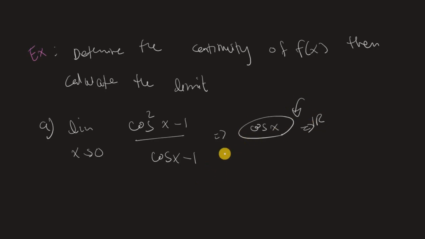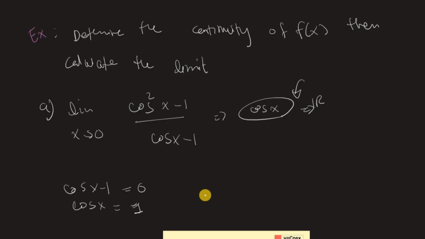But here we do not have just the cosine of x. We have in the denominator cosine x minus 1, right? And we have to determine the continuity of this one. So for this we have to figure out the domain. We make it equal to 0, so then we get cosine of x equals 1. So we have to figure out for what values of x the function equals 1.